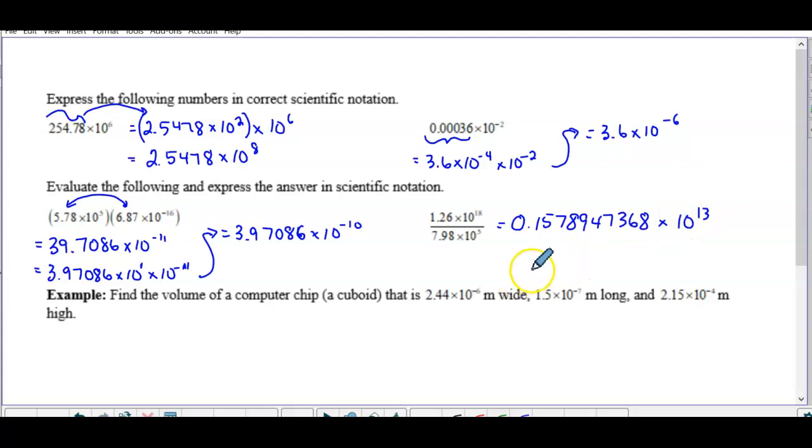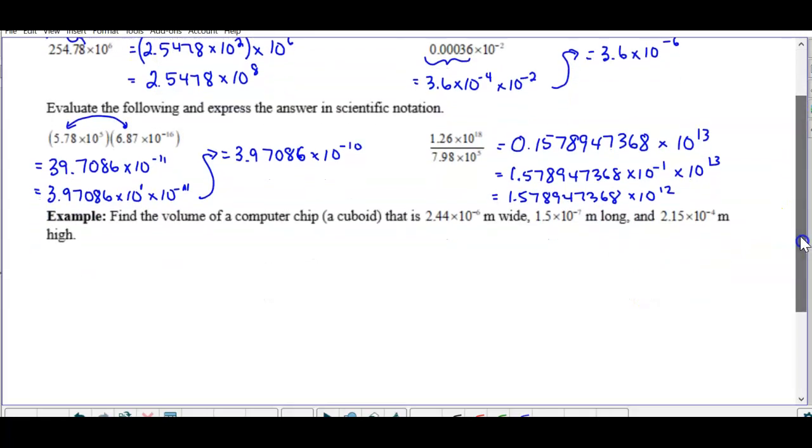And then this isn't between 1 and 10. So I've got to go 1.57894736 times 10 to the negative 1 times 10 to the 13. And then simplify the powers.